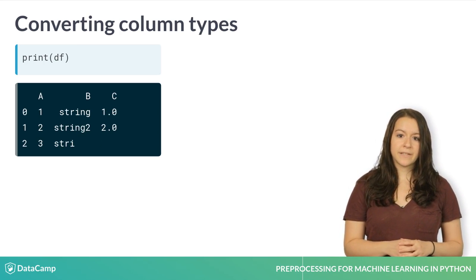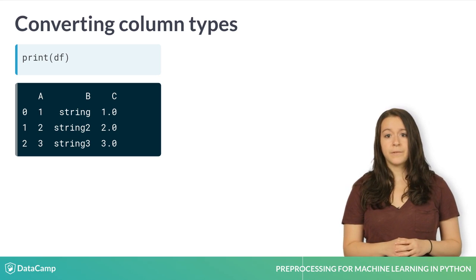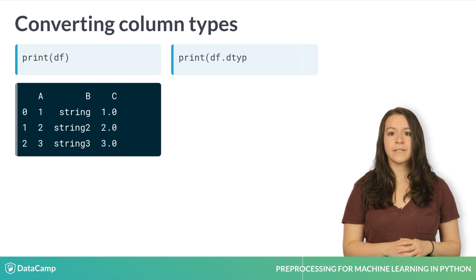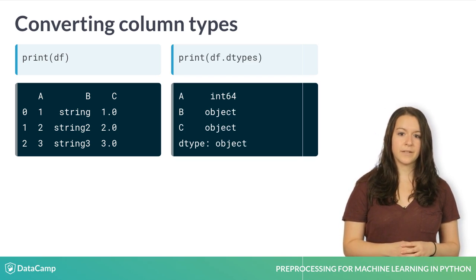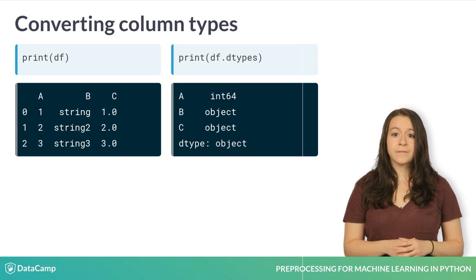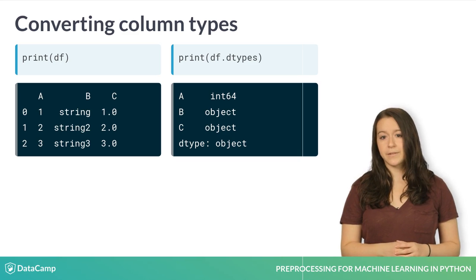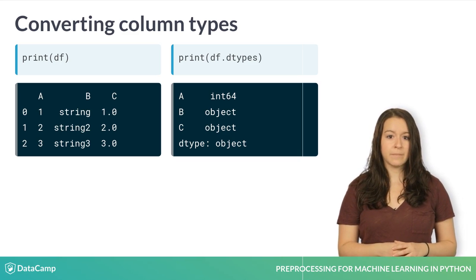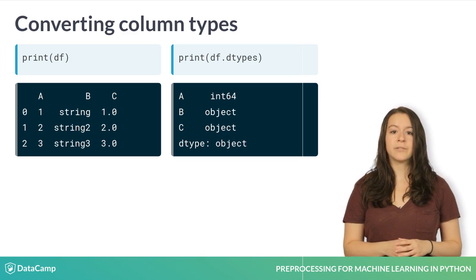Here we have a simple dataset with a couple of columns. If you run df.dtypes, you'll see that the type for column C is object. However, if we simply look at this data frame, you can see that these are float values, numbers with decimal points. If we want to preprocess and model this data, we're going to have to adjust the column type.